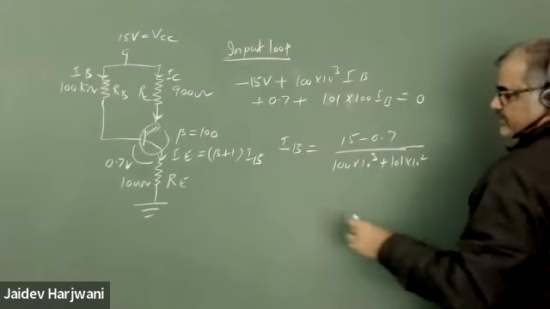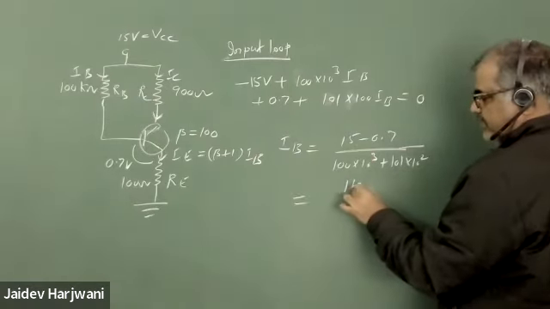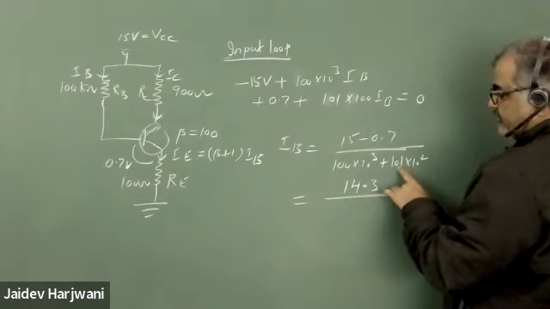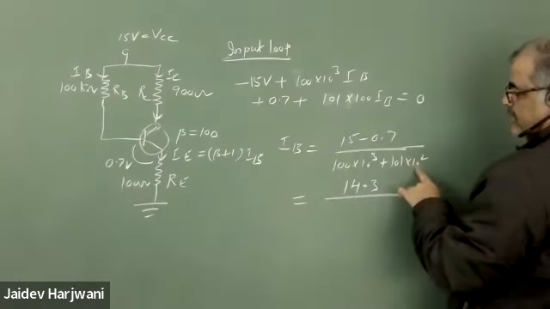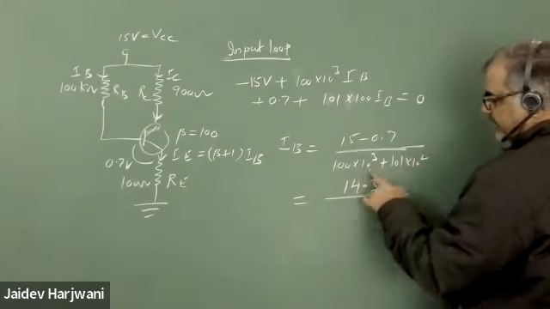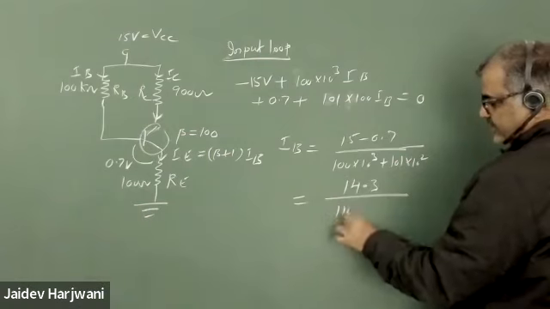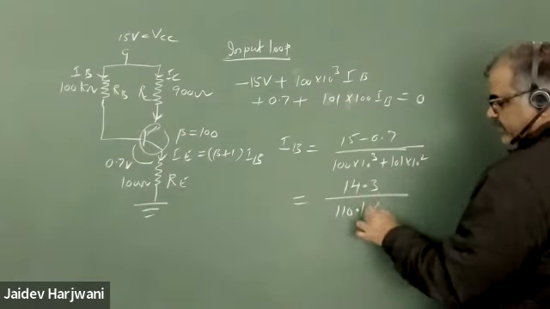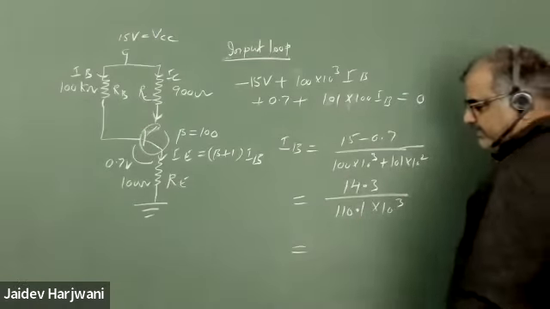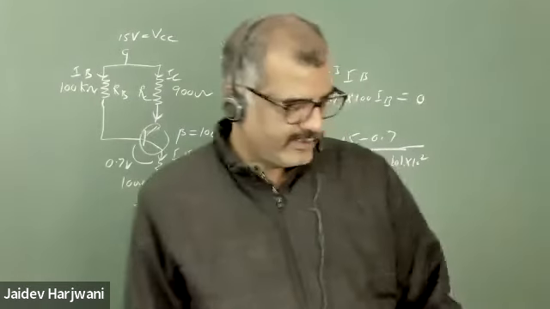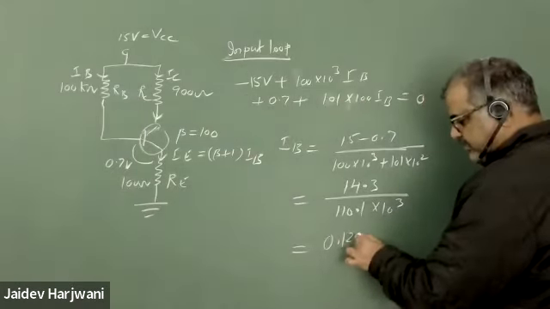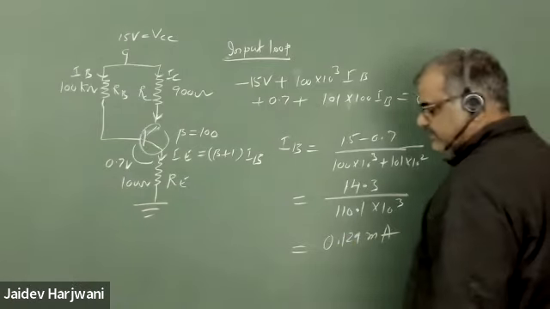If you solve this, this will give 14.3, and this is 100 kilo ohm, and this is 101 into 100, which is 10.1 kilo ohm. So this becomes 110.1 kilo ohm. So divide 14.3 by 110.1. What value do I get? I'm getting 0.129 milliampere. Please check whether you are getting this.